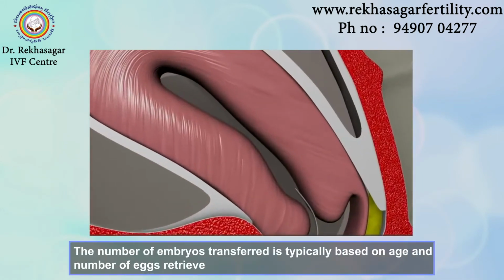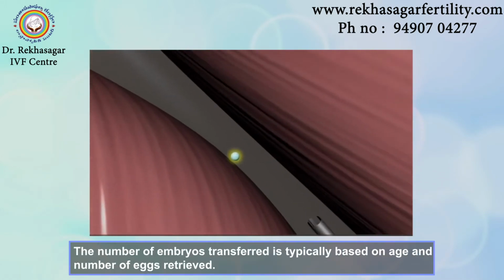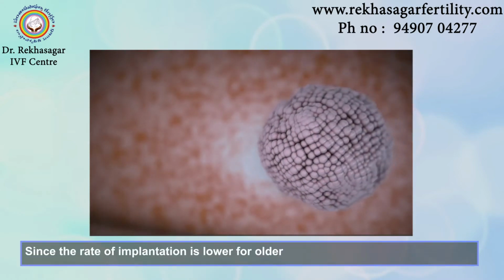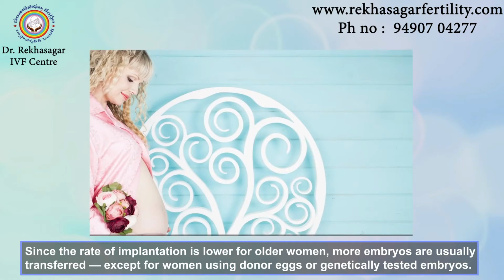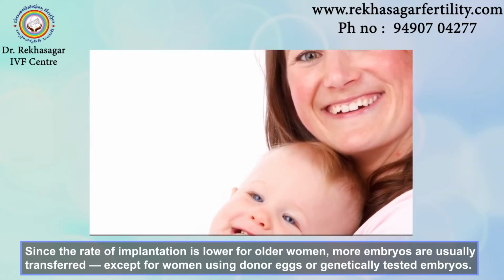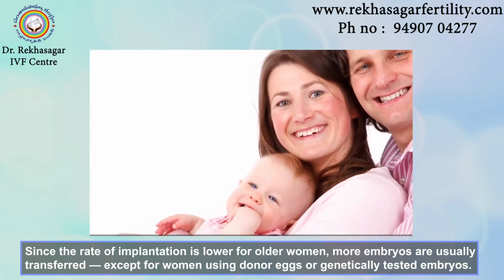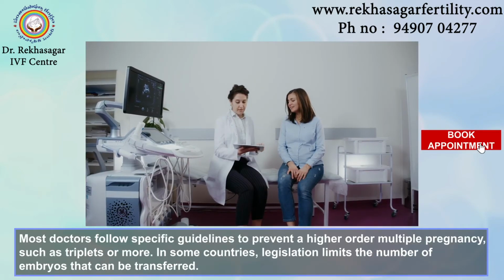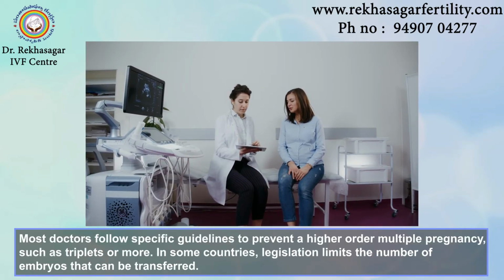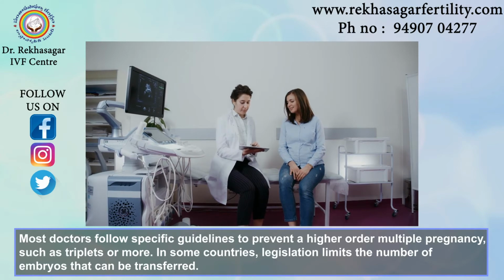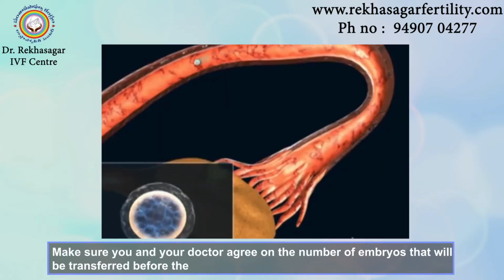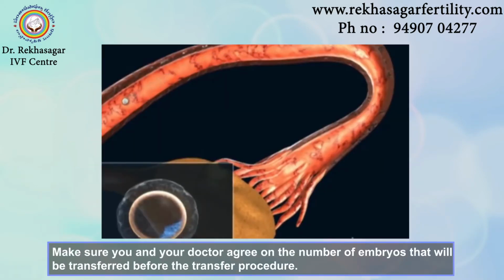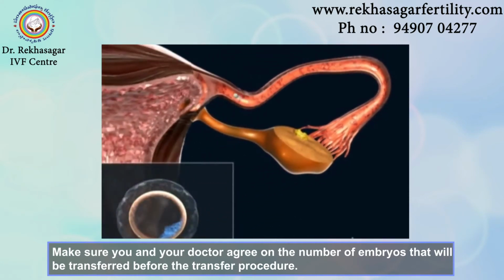The number of embryos transferred is typically based on age and number of eggs retrieved. Since the rate of implantation is lower for older women, more embryos are usually transferred, except for women using donor eggs or genetically tested embryos. Most doctors follow specific guidelines to prevent a higher-order multiple pregnancy, such as triplets or more. In some countries, legislation limits the number of embryos that can be transferred. Make sure you and your doctor agree on the number of embryos that will be transferred before the transfer procedure.